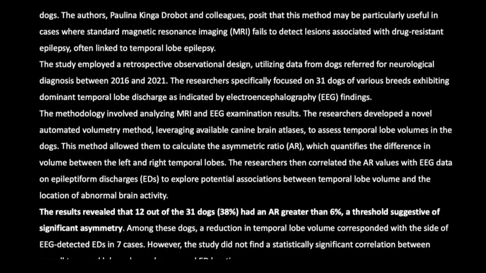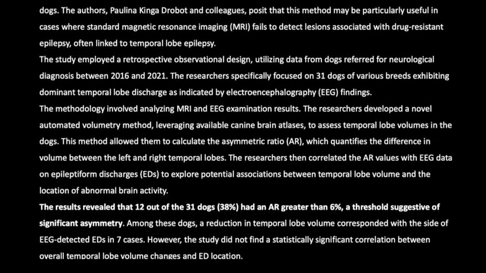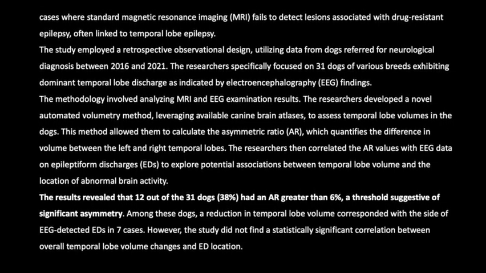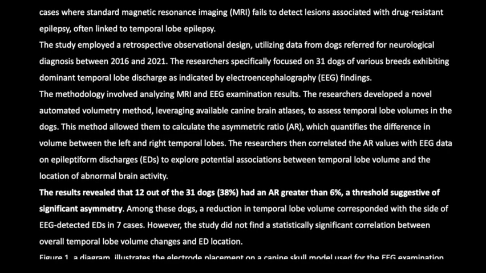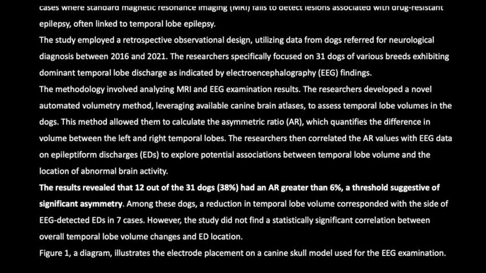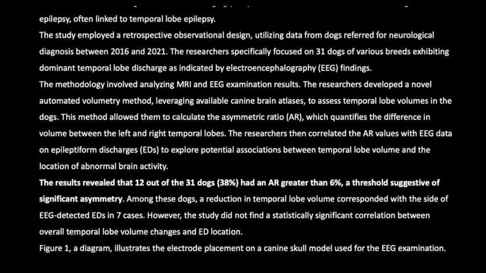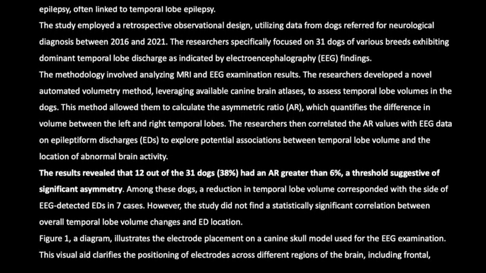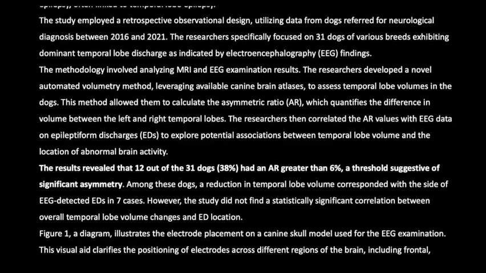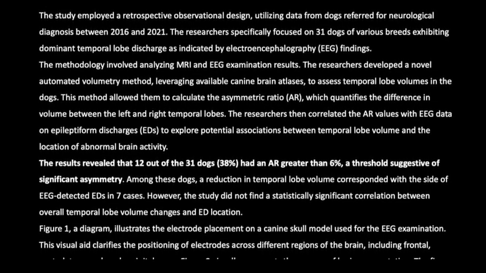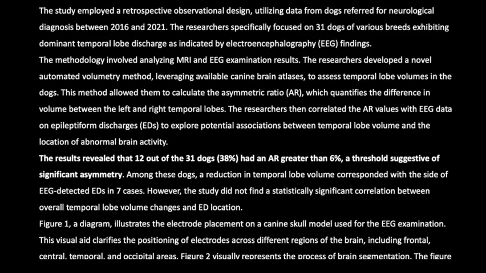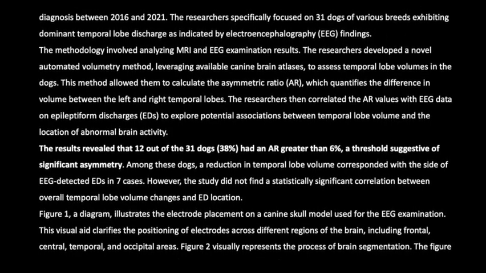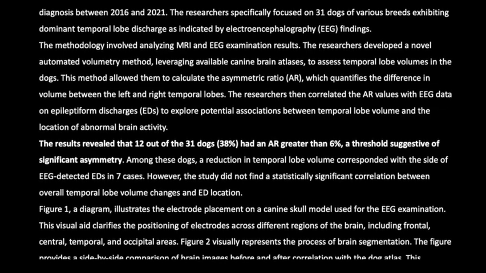The researchers developed a novel automated volumetry method, leveraging available canine brain atlases, to assess temporal lobe volumes in the dogs. This method allowed them to calculate the asymmetric ratio, AR, which quantifies the difference in volume between the left and right temporal lobes. The researchers then correlated the AR values with EEG data on epileptiform discharges, EDs, to explore potential associations between temporal lobe volume and the location of abnormal brain activity.